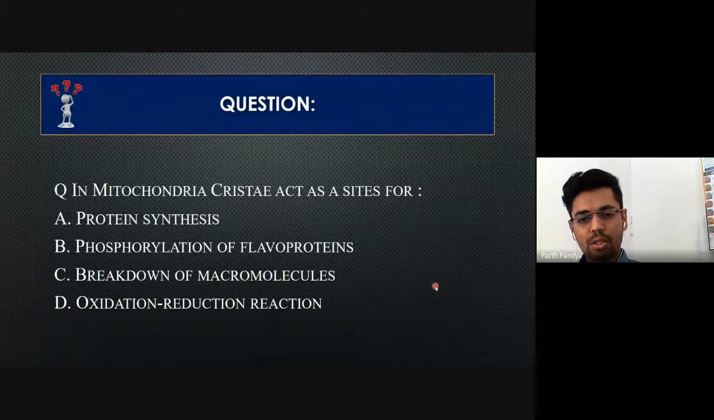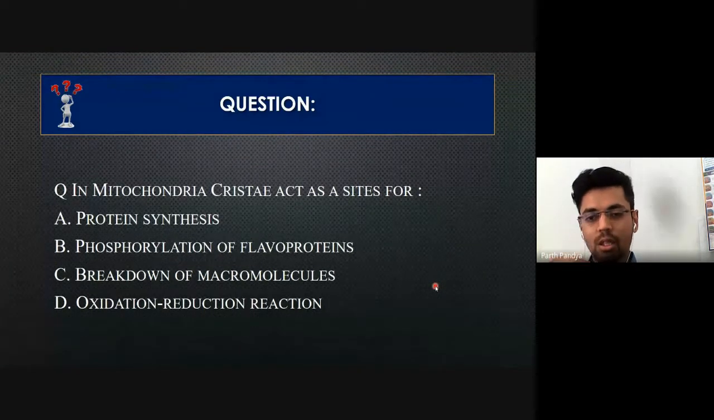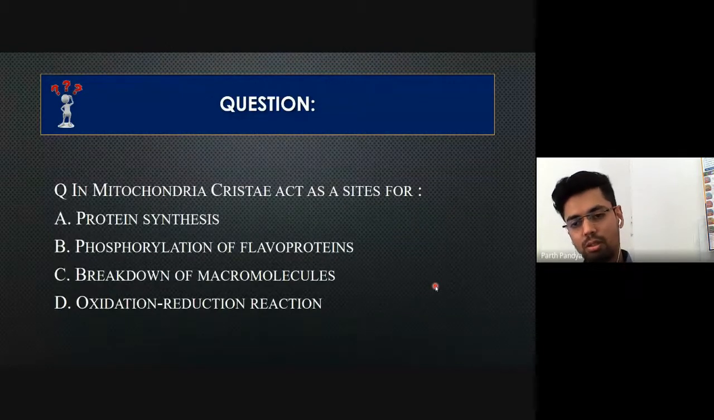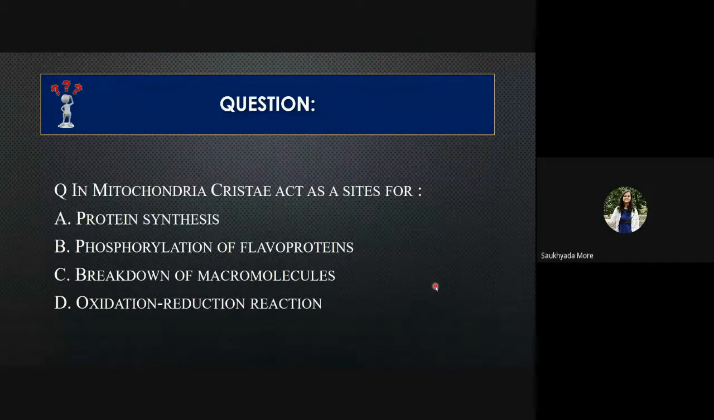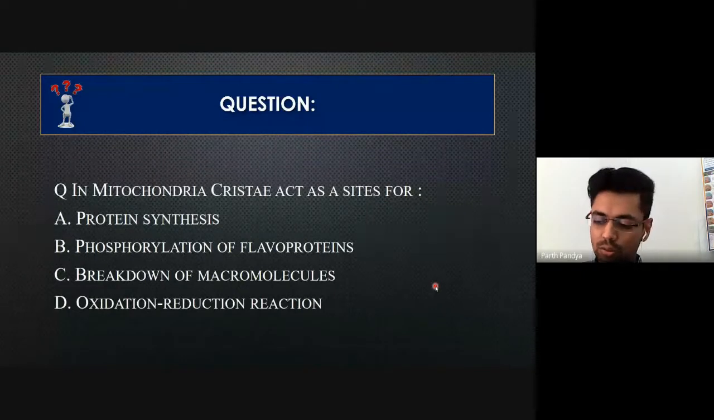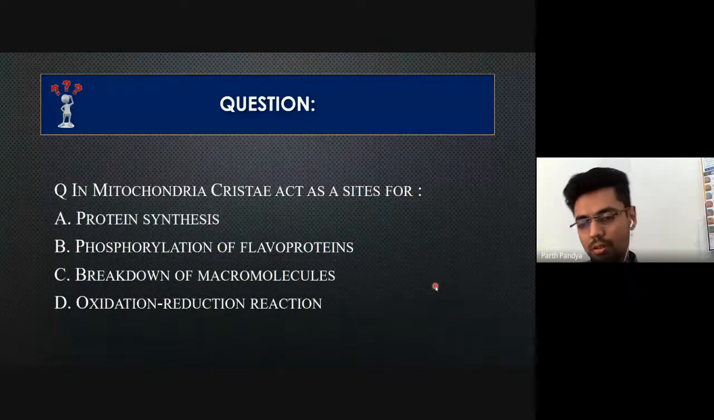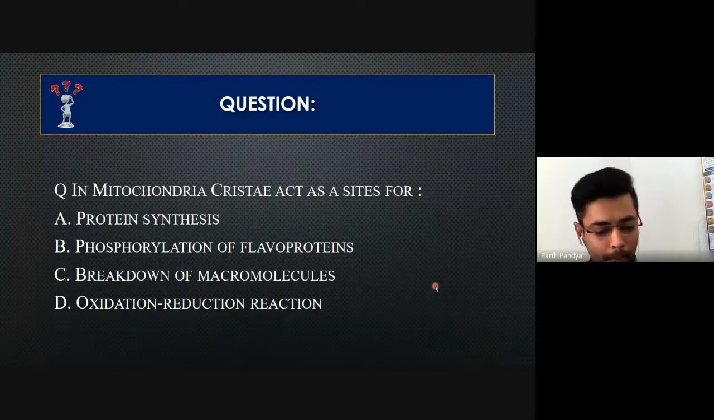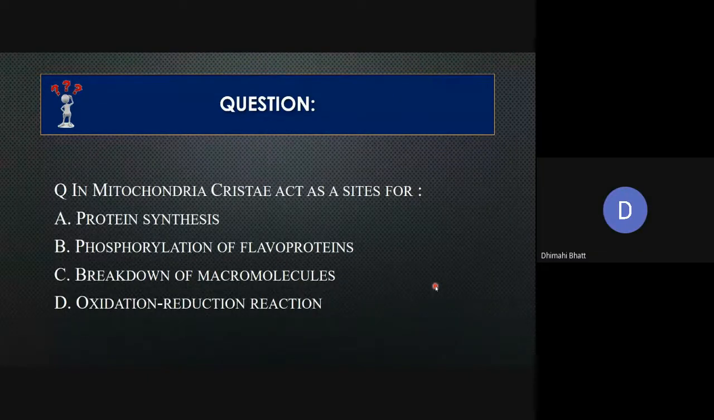Coming on to the second question: in mitochondria, cristae act as a site for protein synthesis. It's a 2-mark question which was very well asked in CSIR NET in 2013. The options are protein synthesis, phosphorylation of flavoproteins, breakdown of macromolecules, and oxidation reduction reaction. Why do you think oxidation reduction reaction? Because that's the site where the breakdown happens and all the major ATP is produced. Therefore, oxidation reduction reaction.